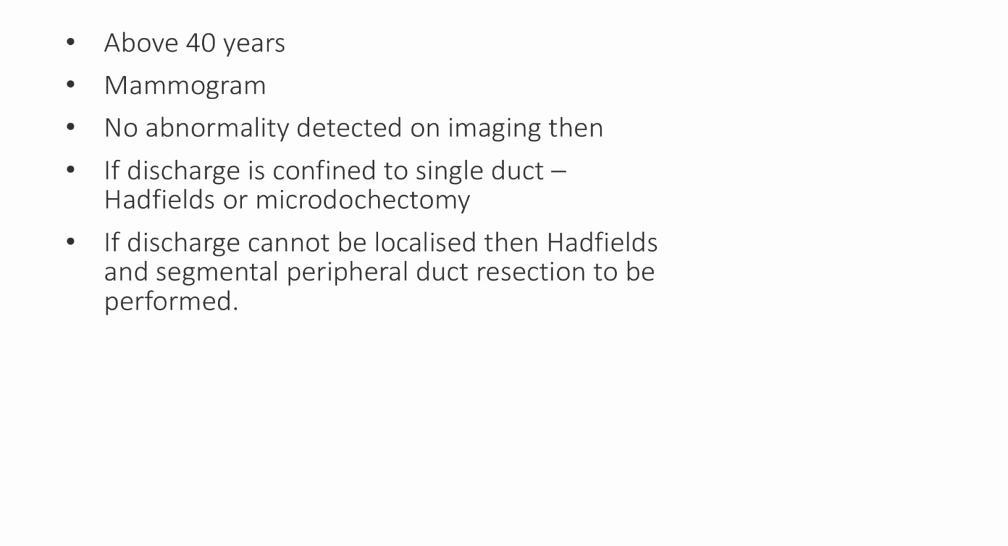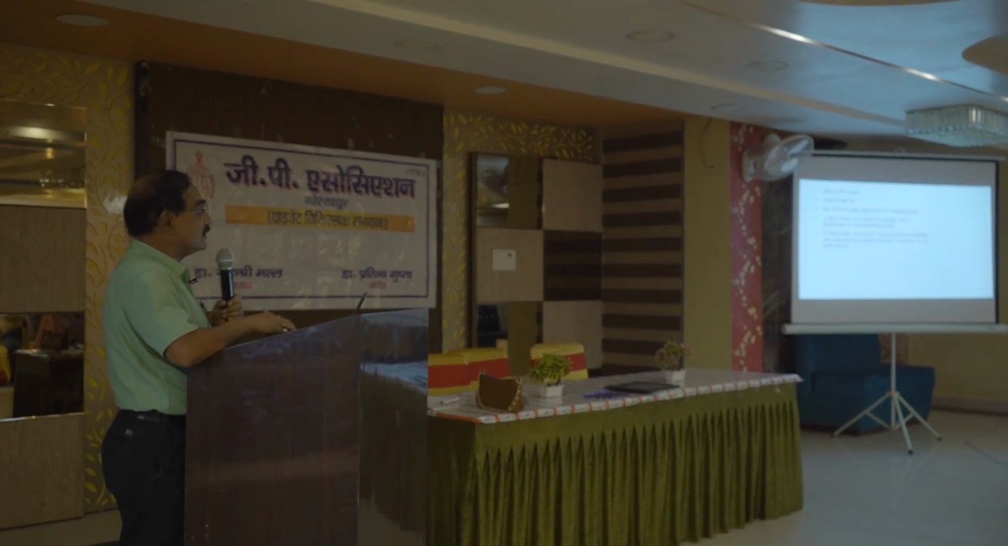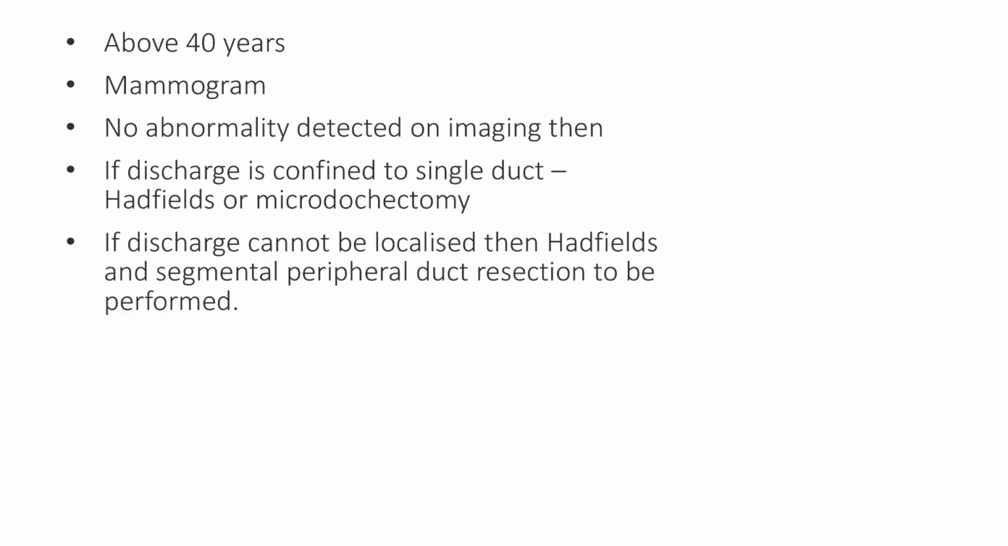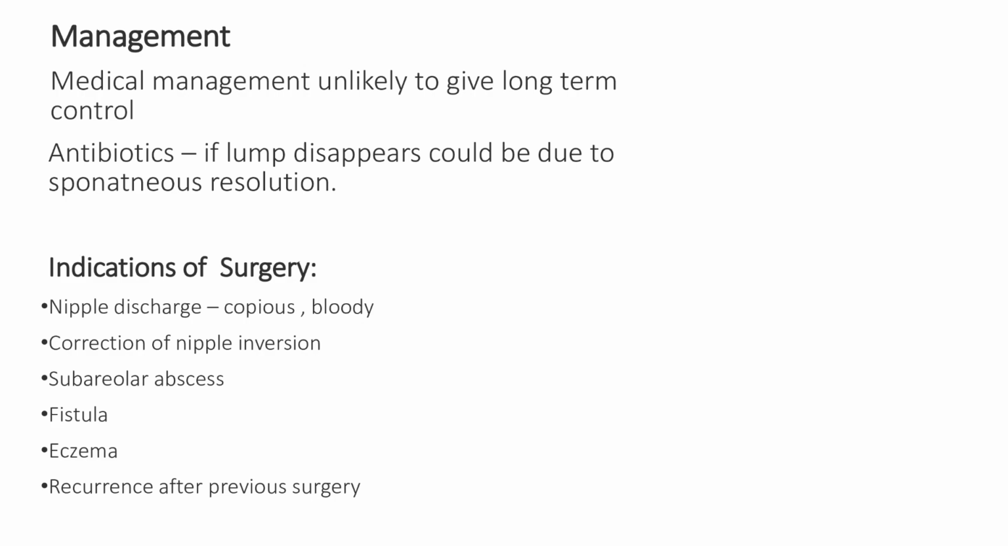Diagnostic tool is the mammogram. If no abnormality is detected on imaging, and the discharge is confined to a single duct, then you go for microdochectomy. If the discharge cannot be localized, then segmental peripheral duct dissection is to be performed. Medical management is unlikely to give long-term control.